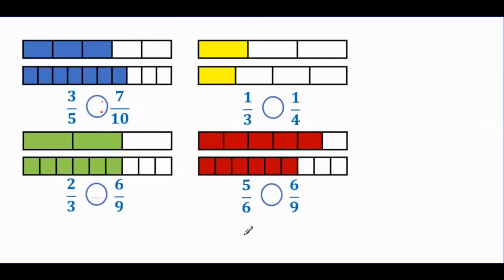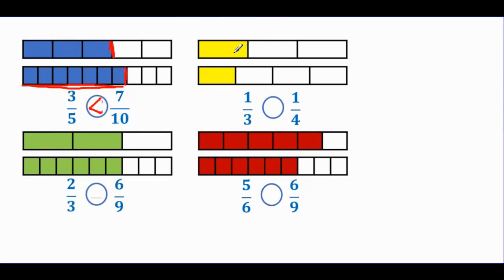Okay, let's compare these fractions. The first fraction here is 3 out of 5, and the other part is 7 out of 10. If we compare the colored parts, I can find that this colored part is longer than this part. This colored part is 7/10. So 7/10 is greater than 3/5, or 3/5 is smaller than 7/10.